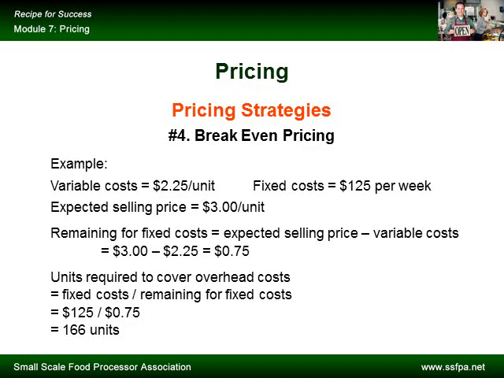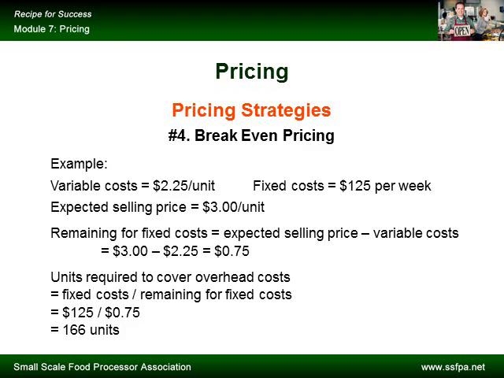For example, let's suppose your variable costs are $2.25 per unit, fixed costs of $125 per week, and an expected selling price of $3 a unit. The break-even point is determined as follows. You would take the expected selling price of $3 and subtract the variable cost of $2.25. The remaining amount for the fixed cost is 75 cents.